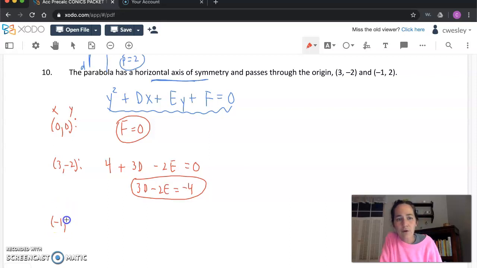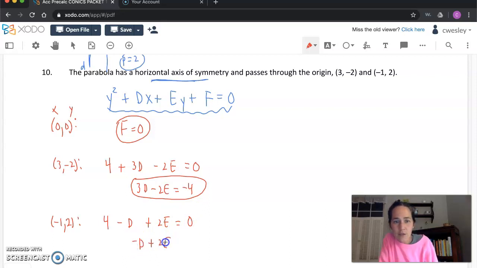So (-1, 2) gets plugged in for x and y. So y squared, 2 squared, another 4. D times -1, so minus d. E times 2, plus 2e. I like that. Plus 0 equals 0. So you get -d plus 2e equaling -4.